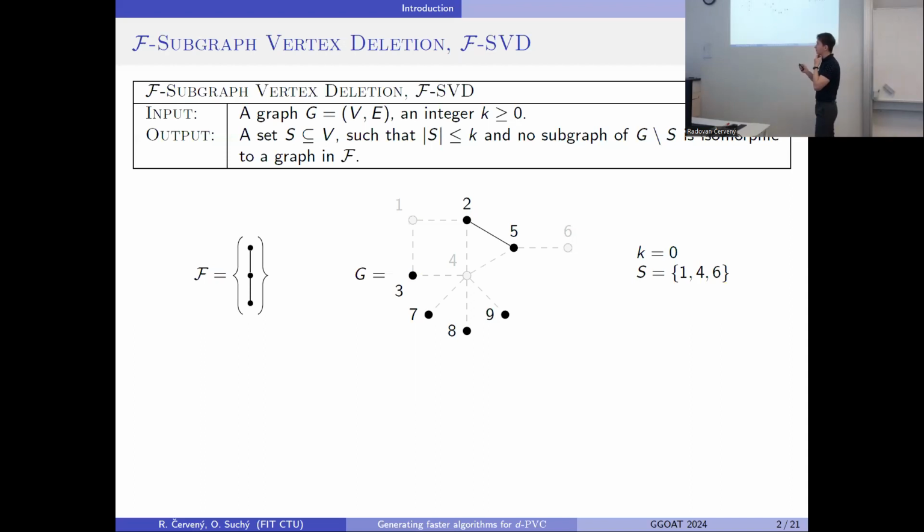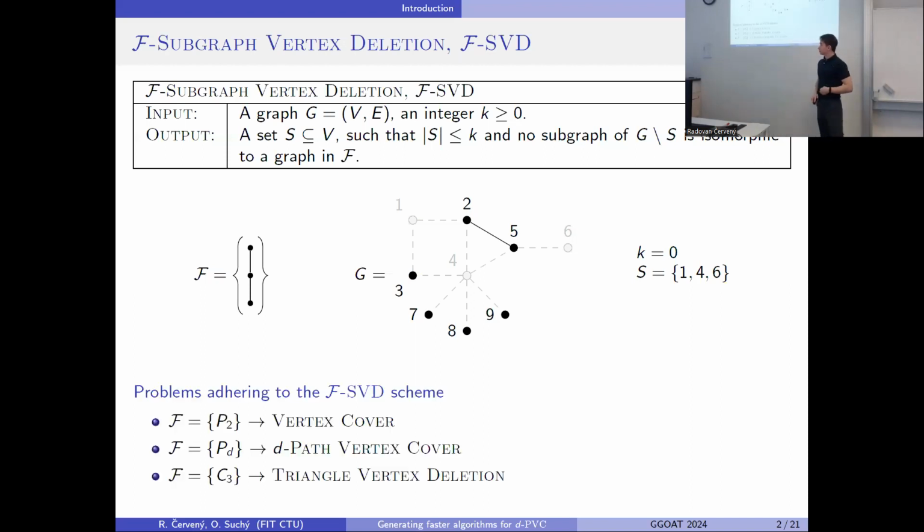It is not needed for the set to be just a single graph. It can be any number of graphs, but we require the set to be finite, because if it's infinite, then things become a little bit complicated. So what problems do we know that can be expressed as this F-subgraph vertex deletion? Of course, vertex cover, where the set F is just a single isolated edge. Then our d-path vertex cover, where the set is the path on d vertices, and many, many more. For example, taking cycles or cliques, you get triangle vertex deletion, etc.